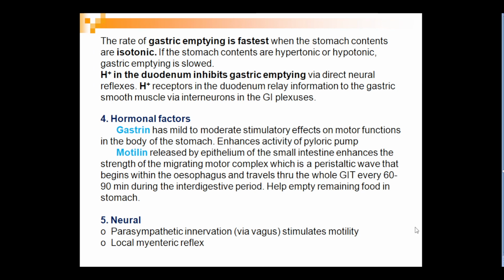And you can see also the rate of emptying depends on the tonicity of the stomach content. If it's isotonic, that's the most optimal one. If it's either hypotonic or hypertonic, the emptying will get slowed, as well as with pH. If it is too acidic, receptors in the duodenum will be stimulated and emptying will be slowed down, because it takes the duodenum a longer time to deal with that chyme.